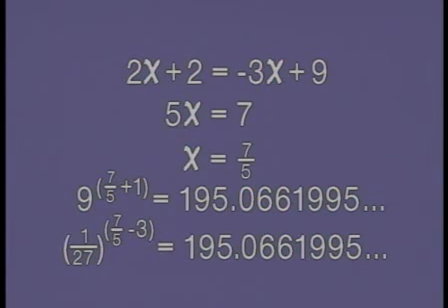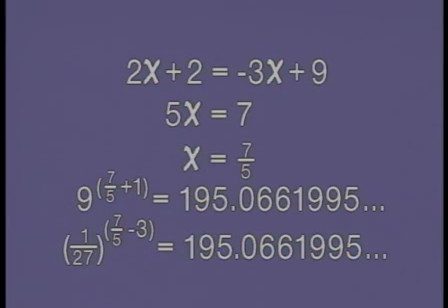I took a calculator and raised 9 to the 12/5 power, and I got a number that was 195.0661995... because it's not a precise number. This is close enough. Then I did the same thing. We have 1/27 to the x minus 3. We replace x with 7/5, and 7/5 minus 3. So I raised 1/27 to that power and got 195.0661995... So the two answers, the left side and the right side of this equation, when we plug in x equals 7/5, are precisely the same.